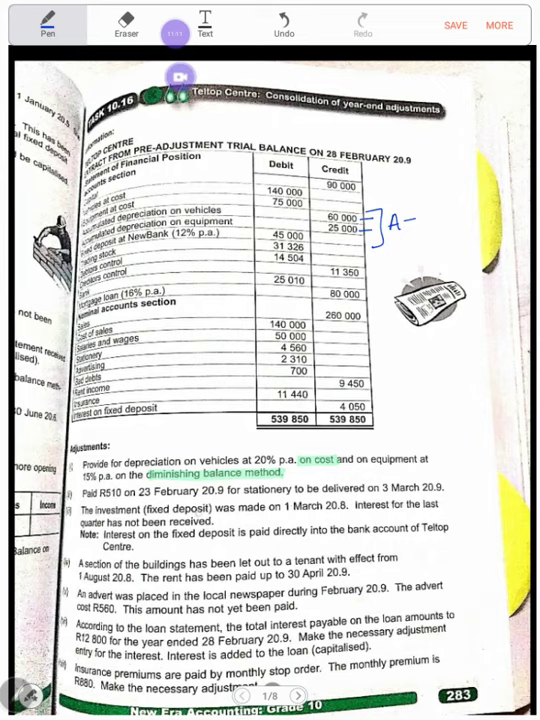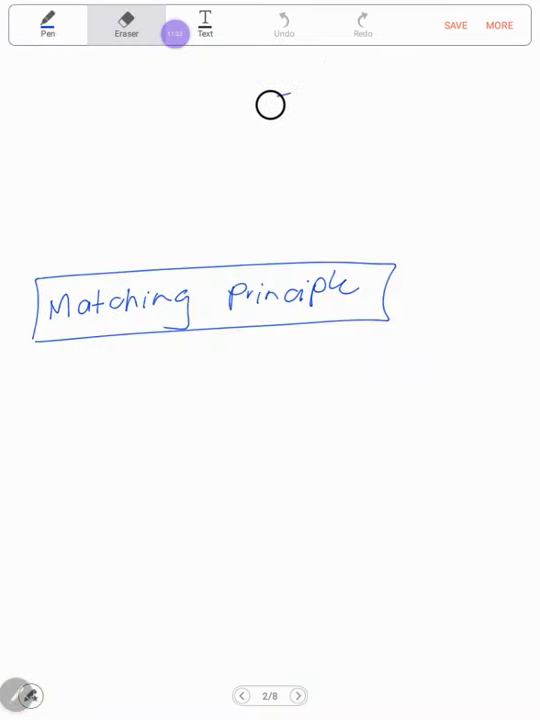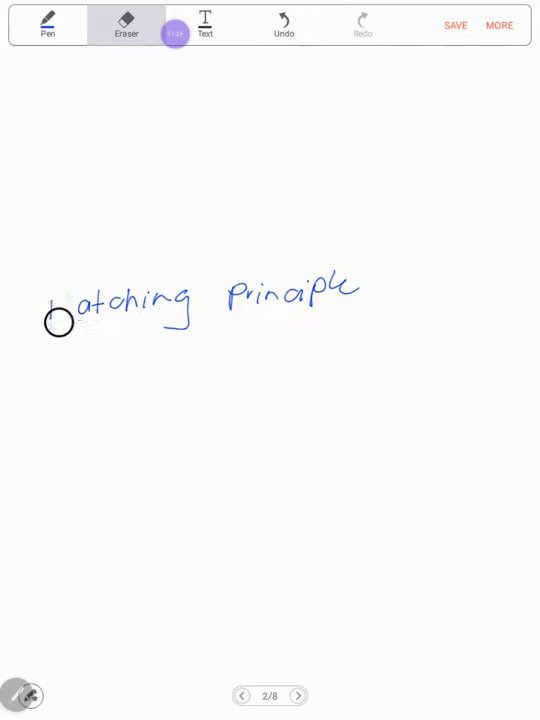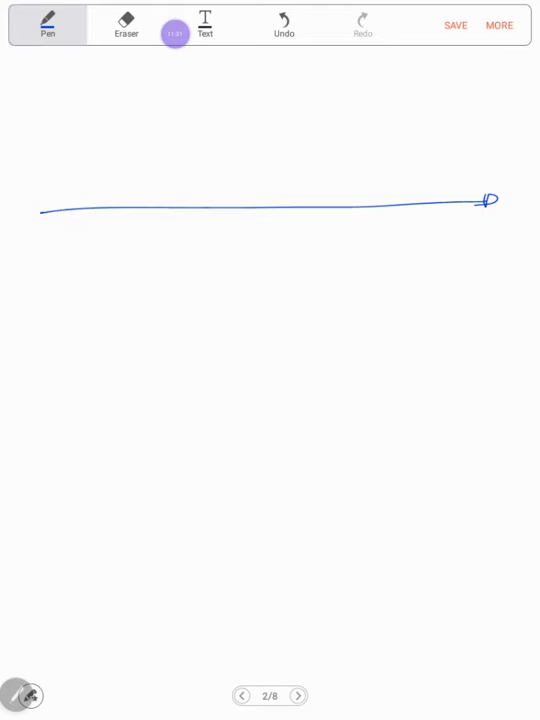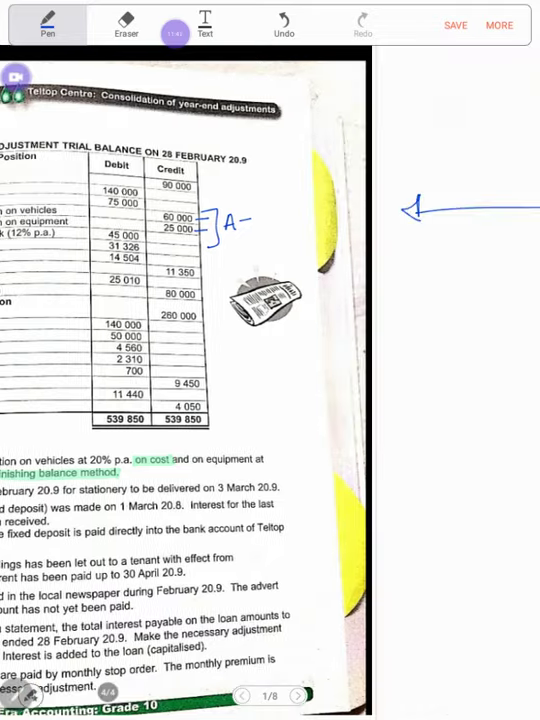The investment, a fixed deposit, was made on the 1st of March 20.8. Interest for the last quarter has not yet been received. Alright, so again, your timeline comes into play at this stage. They're saying that the fixed deposit was made on the 1st of March 20.8. Interest for the last quarter has not yet been received.